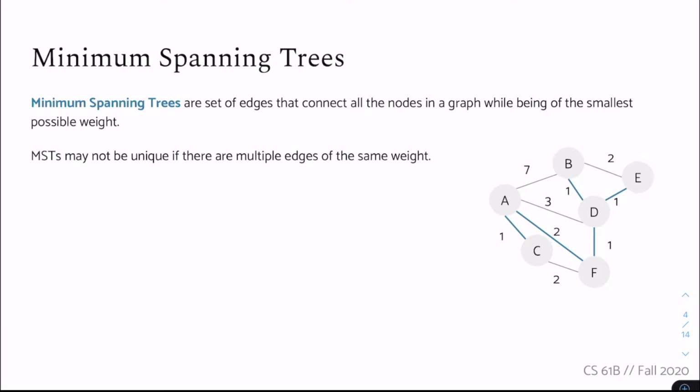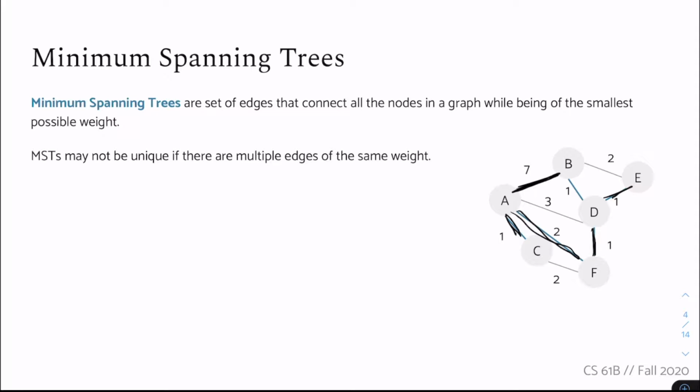So if you look at this example over here, you see that there's no way to connect all the nodes in this graph better or with less weight than what we're doing right now. Like if instead of having this line over here, I did this line over here, we're adding 7 instead of 1, so that's not a minimum spanning tree anymore. It's just a spanning tree.